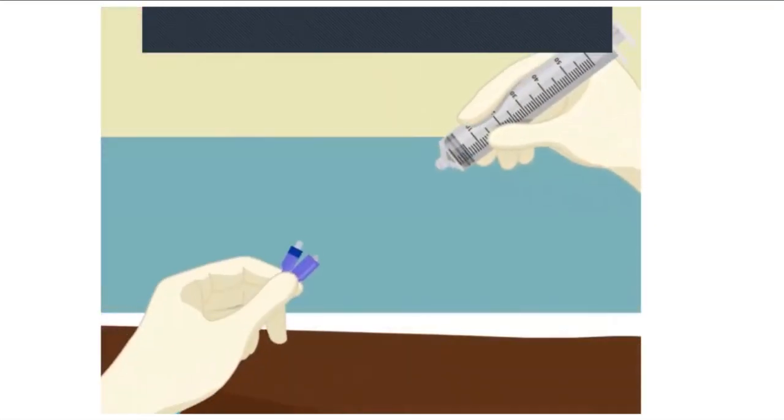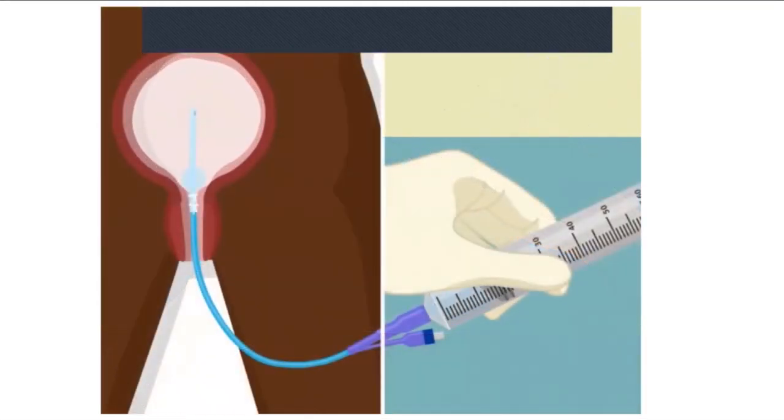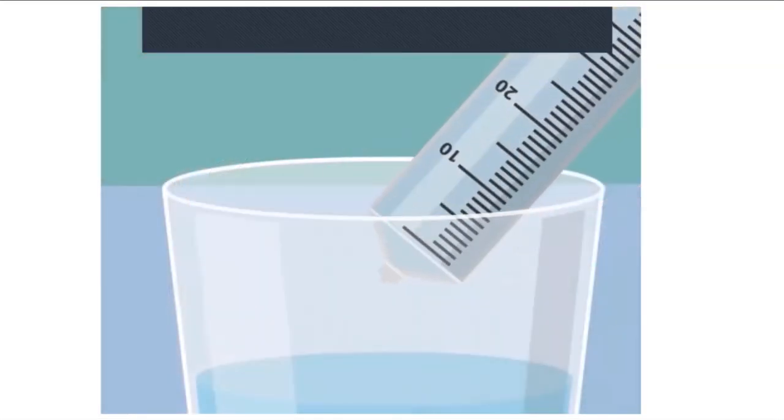In order to remove the UBT, Grace attaches the syringe to the catheter and slowly draws out one or two syringes full of water to lower the pressure without taking out the balloon.